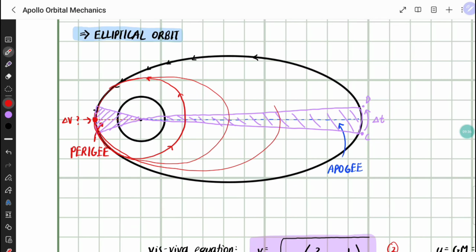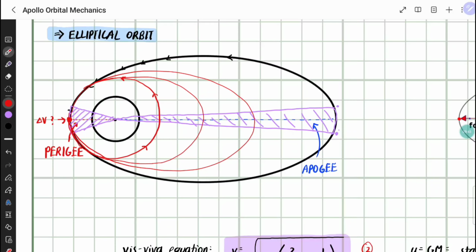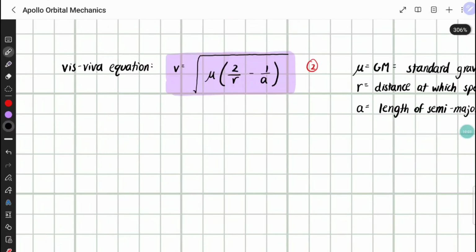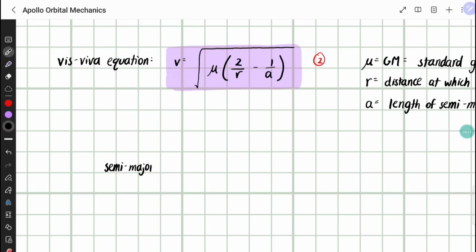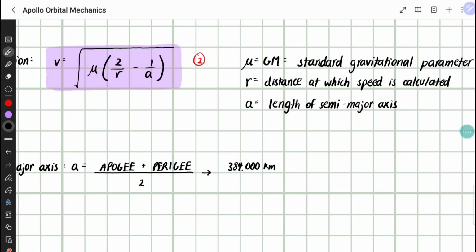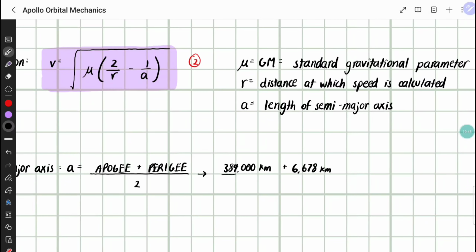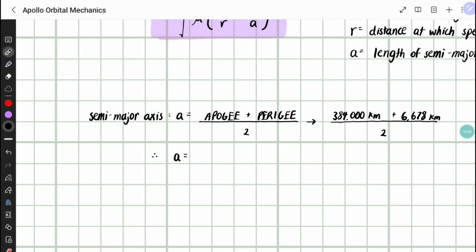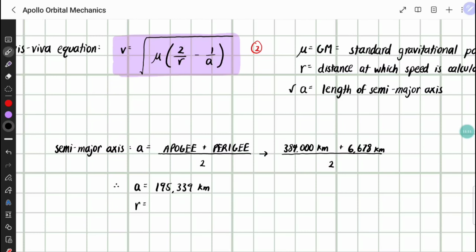So if we speed up too little, we're going to reach these elliptical orbits, but let's say the moon is right here. We want to calculate the delta V so that we are in the elliptical orbit with the moon in its path. So all that's left to do is to solve for the unknowns in equation 2. So we'll start with the semi-major axis, which is the average between the apogee and perigee of the ellipse, which is 384,000 kilometers plus 6678. And that gives us an A value of around 195,339 kilometers.